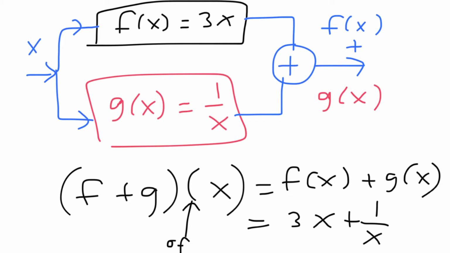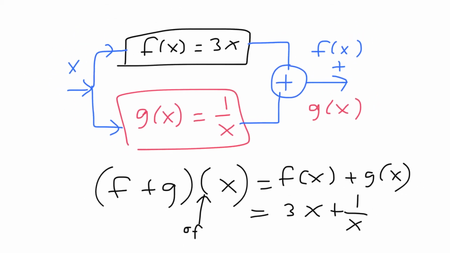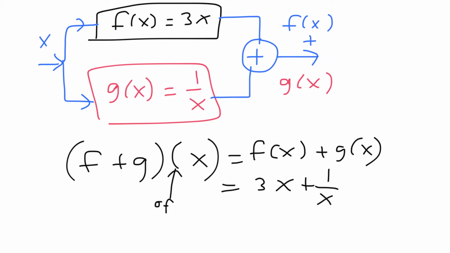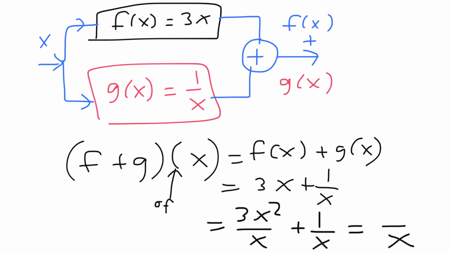And if you want a simplification for this, you need a common denominator. This should be 3x squared over x, plus 1 over x. Why? Because I want a common denominator, which is x. And on top I will have 3x squared plus 1. So this is the new function now, called f plus g of x, which is 3x squared plus 1 over x. So this big block just becomes a new function, f plus g, and the input is x, and the output is f plus g.